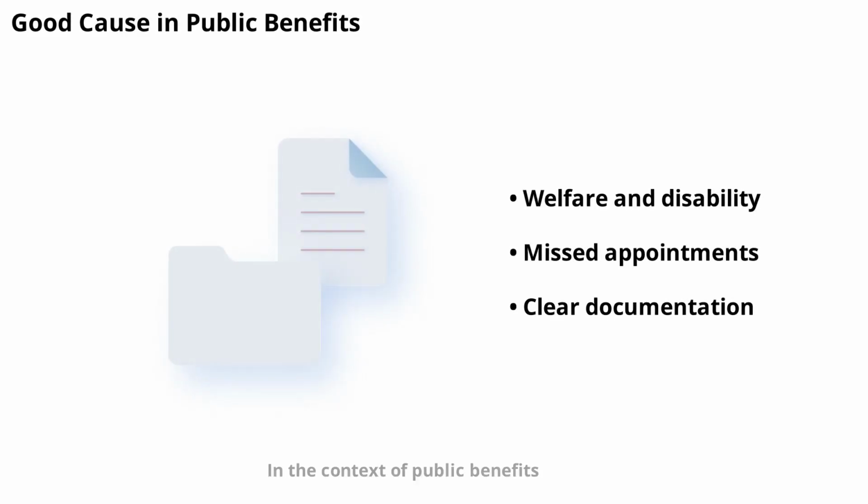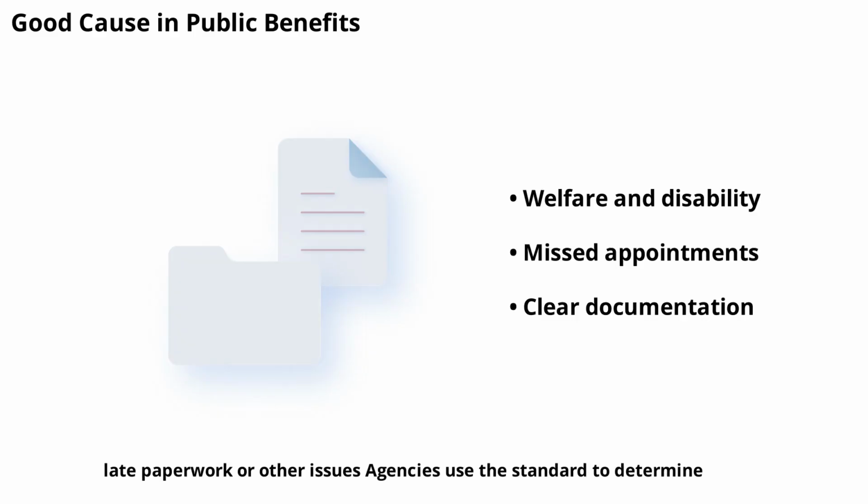In the context of public benefits, such as welfare or disability assistance, good cause may be required to explain missed appointments, late paperwork, or other issues. Agencies use the standard to determine whether to grant exceptions or continue benefits. Providing clear explanations and documentation is key in these cases.